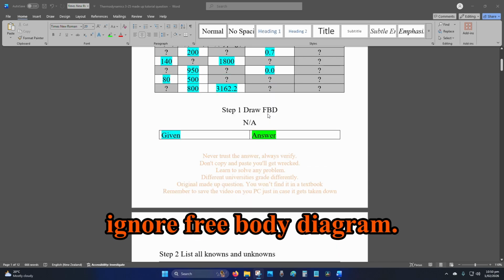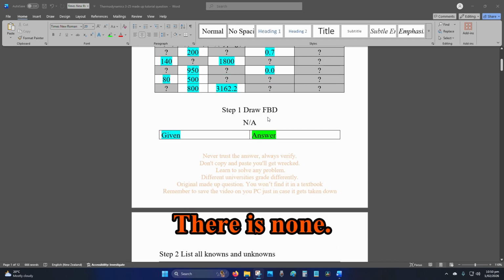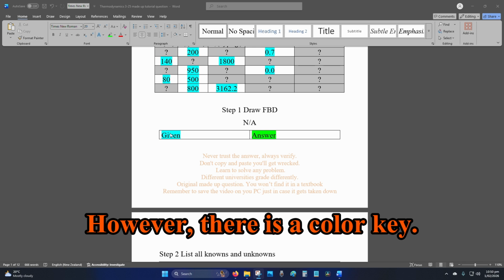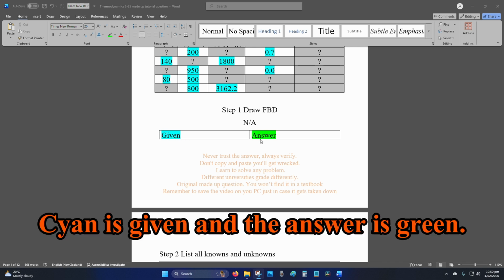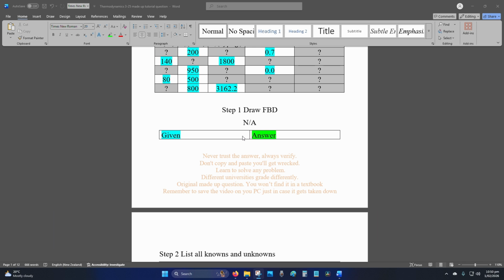Step 1, we can ignore the free body diagram. There is none. However, there is a color key. Cyan is given and the answer is green.